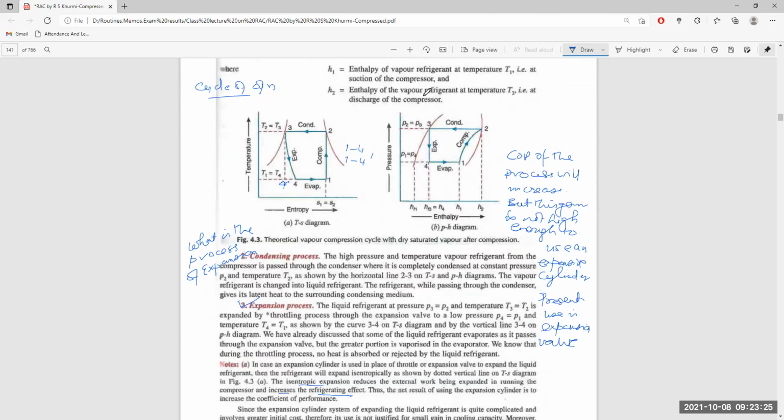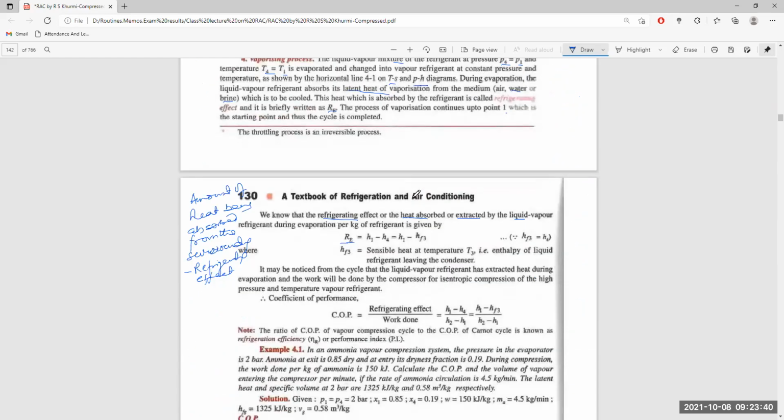Now, there is one thing, Hf3, which is equal to H4. What is Hf3? So this has become H1 minus H4, and H4 is replaced by the term Hf3, meaning enthalpy of the fluid refrigerant at point 3. This H4 is replaced by Hf3 on the condition that this is a sensible heat at temperature T3, and the enthalpy of the liquid refrigerant leaving the condenser itself.